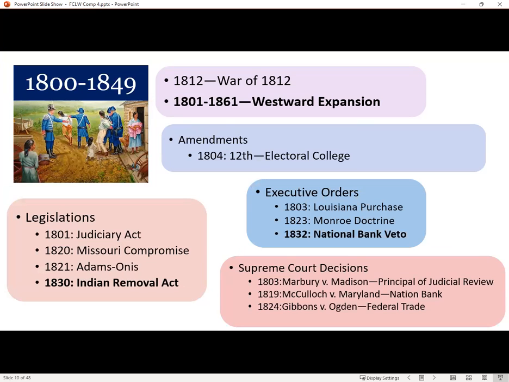From 1800 to 1849, we had the War of 1812, and the biggest thing that caused some changes was westward expansion. We also had an amendment, the 12th Amendment, on the Electoral College, because we had some issues with voting. And you'll see there were three executive orders, and we had several pieces of legislation.